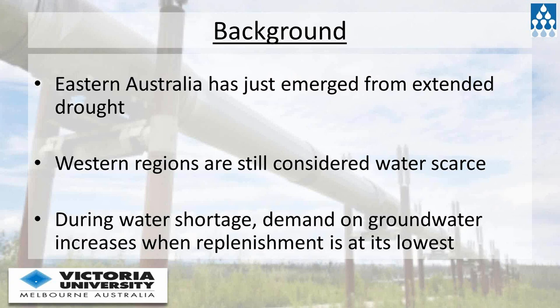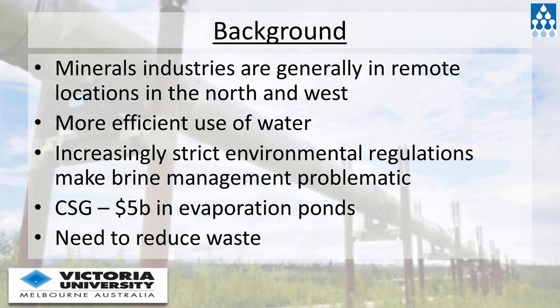During periods of water shortage, the demand on groundwater increases significantly, particularly at a lot of mining sites where the surface water drops off. And unfortunately, of course, replenishment is at its lowest at that point, so we need to maximise the amount of groundwater that we're using. The minerals industries that are operating in Australia are generally in remote locations in both the north and the west of the country. And there is this need, because of their remoteness, to more efficiently use the water, as I was saying before.